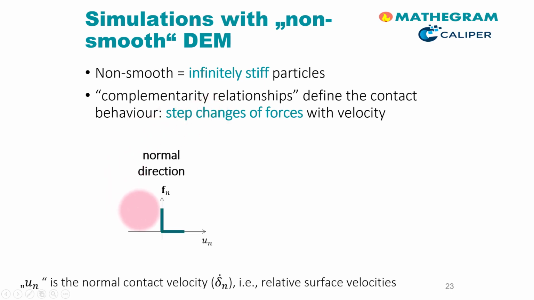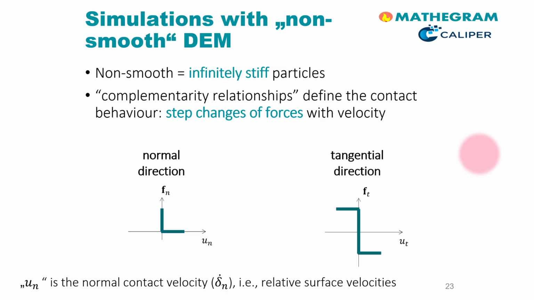Specifically, these relationships describe a step change of the contact forces with the normal contact velocity. This is illustrated here on the left for the normal direction, where simply the normal force makes a step change once the normal contact velocity, which in our soft sphere DEM nomenclature would be gamma n dot, and has the meaning of a relative surface velocity. Similar things apply to the tangential direction, as you can see here on the right. In principle, we apply a force that is against the direction of motion. Of course, the method can consider slip, as in the classical soft sphere variant of the DEM as well.